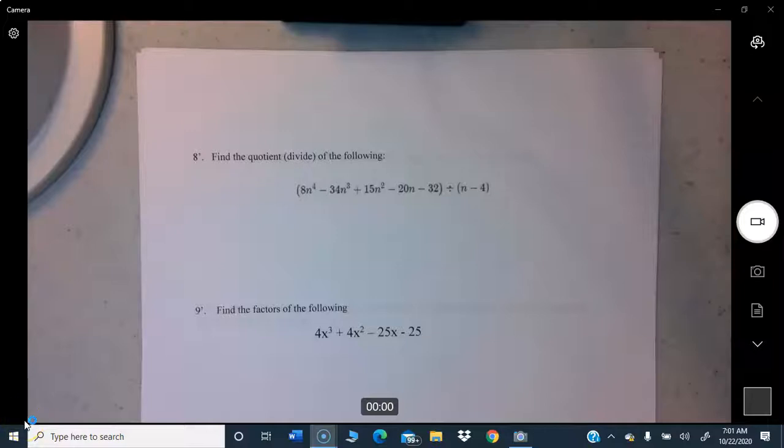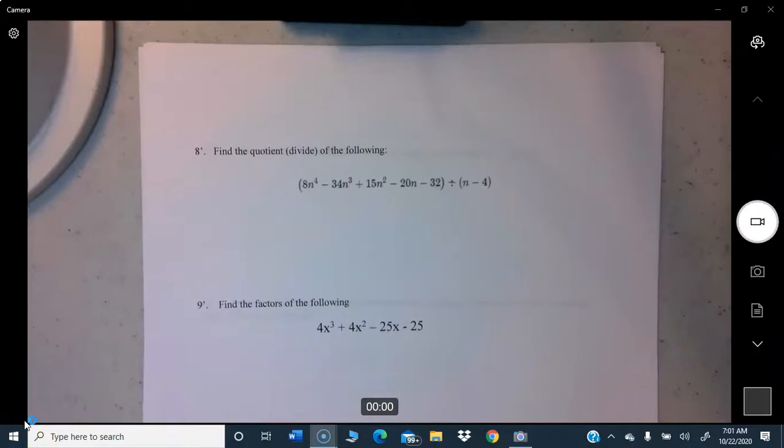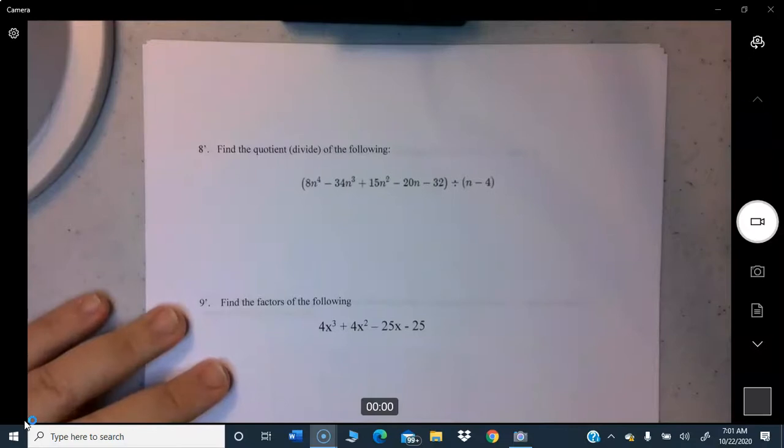All right, Integrated Math 3, this is part 2 of the test review that is going to go along with your taking the actual test. All right, so let's continue with number 8, and it's just simply a division problem.